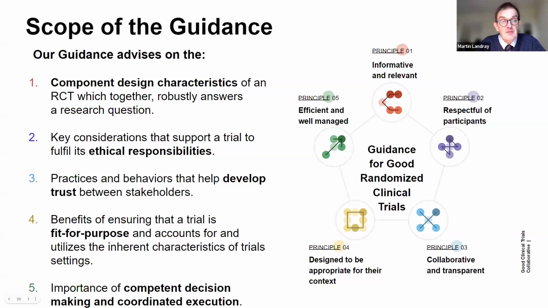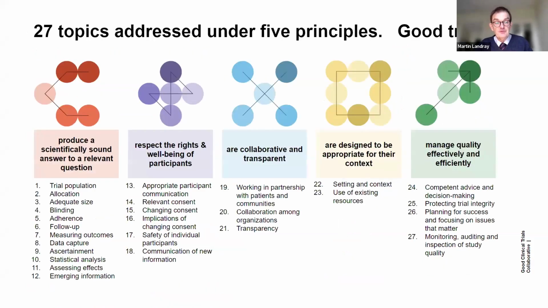So our guidance has come up with 5 key principles, which are outlined on the right, and I'll come back to in a moment. But really what we've been thinking about is the design characteristics, the ethical responsibilities, and the behaviours that will develop trust between different people involved. A clinical trial needs to be fit for purpose, fit for its purpose in its context. And of course, then the information and the way the trial is conducted and coordinated needs to be such that it provides effective quality and high quality decision making all the way through. So if we go to the next slide, just a little bit about those 5 principles.